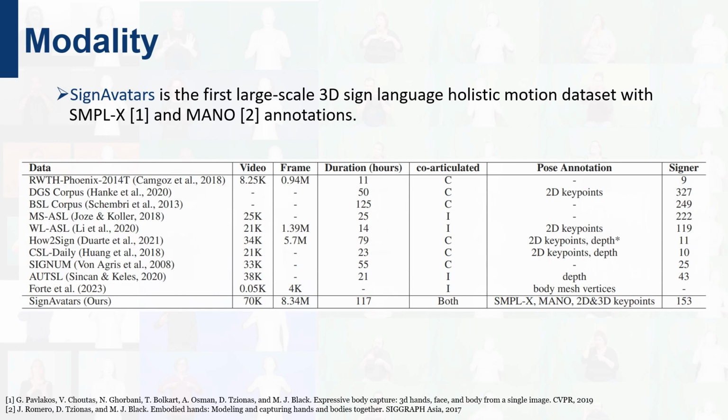frames in total. To fill in the gaps of previous 2D-only SL data, our expressive 3D holistic body annotation consists of face, hands, and body, which is achieved by adopting the parametric model SMPL-X. Our dataset is so far the largest SL motion dataset with the most modalities on both isolated and co-articulated signs.